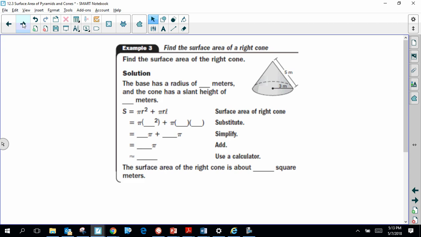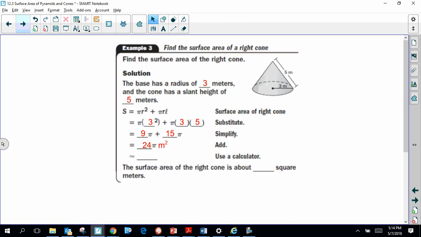So here I have a fairly straightforward cone, right cone, where the radius is 3, the slant height is 5, and so substituting those values into the surface area formula for a cone gives me pi times 3 squared plus pi times 3 times 5. So simplifying, I get 9 pi and 15 pi. Those are like terms because it's essentially just a coefficient multiplied to a variable like 9x plus 15x. We can combine those. In this case, we'd get 24 pi meters squared.